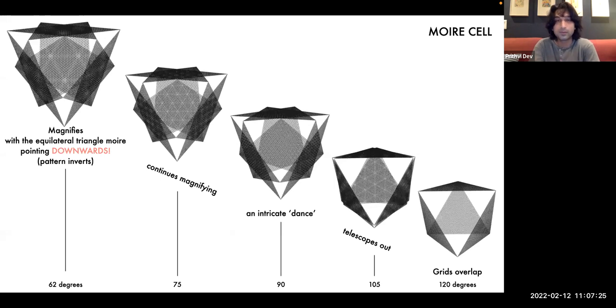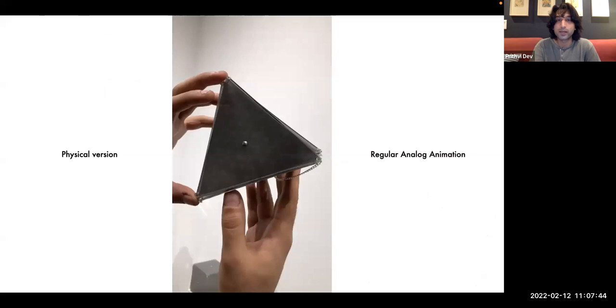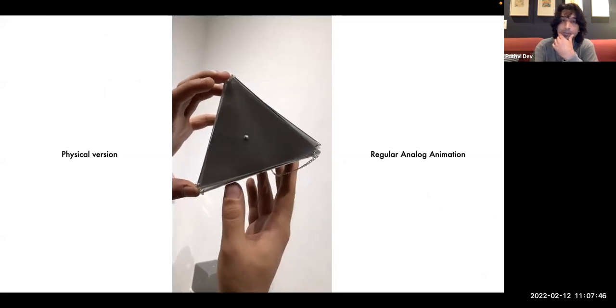So that, to me, is the simplest threefold pattern. I mean, I guess a tetrahedron is the simplest threefold pattern, but in terms of Moire and interference patterns, it would be a very simple pattern just made of equilateral triangles. And here's a physical version that I had made.